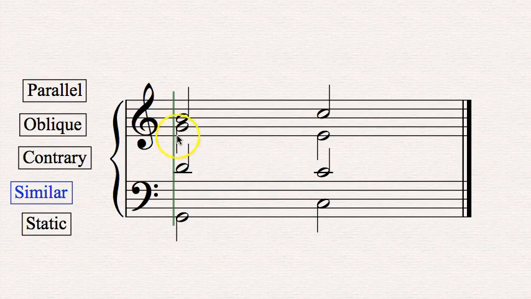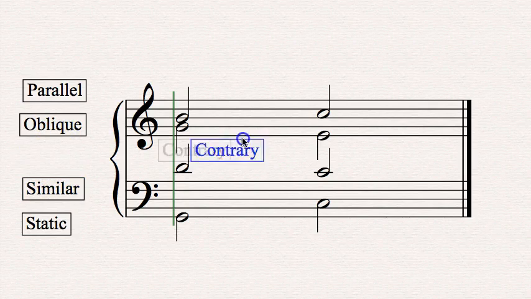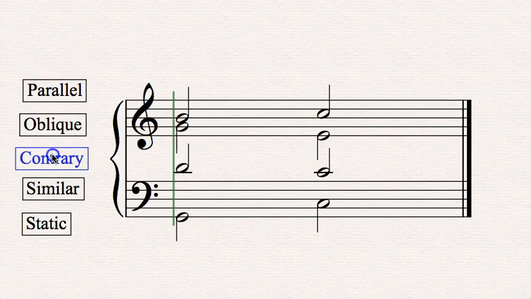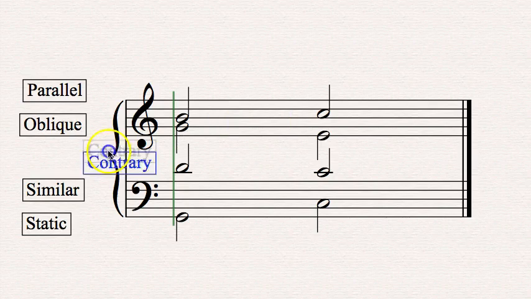Between the tenor and the alto, they're moving in the same direction but by different intervals, so we have similar motion again. And then between the tenor and the soprano, they're moving in opposite directions, so that is, of course, contrary motion. Finally, between the alto and the soprano, we have the alto moving down and the soprano moving up by step. So again, we have contrary motion.